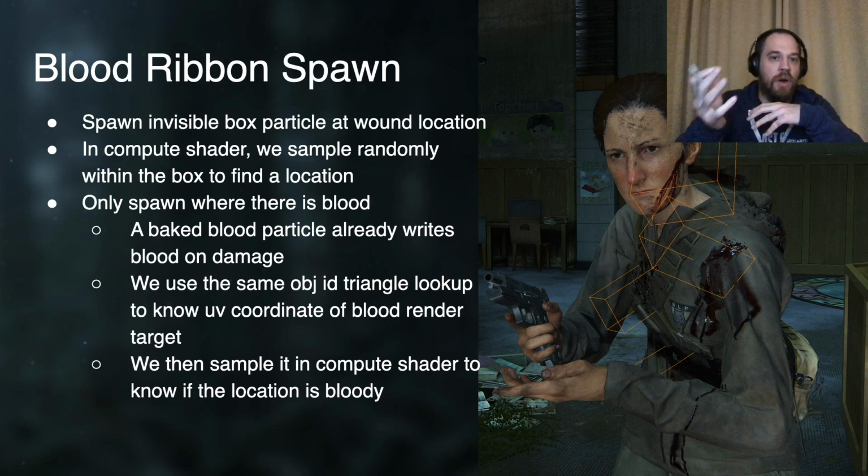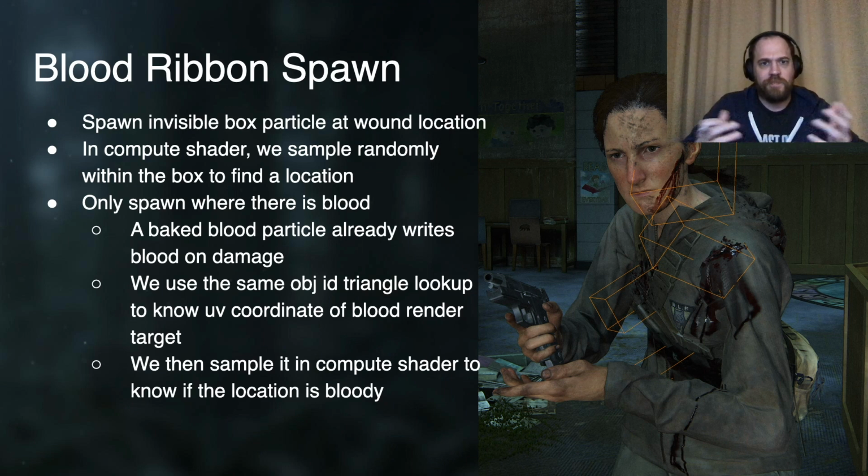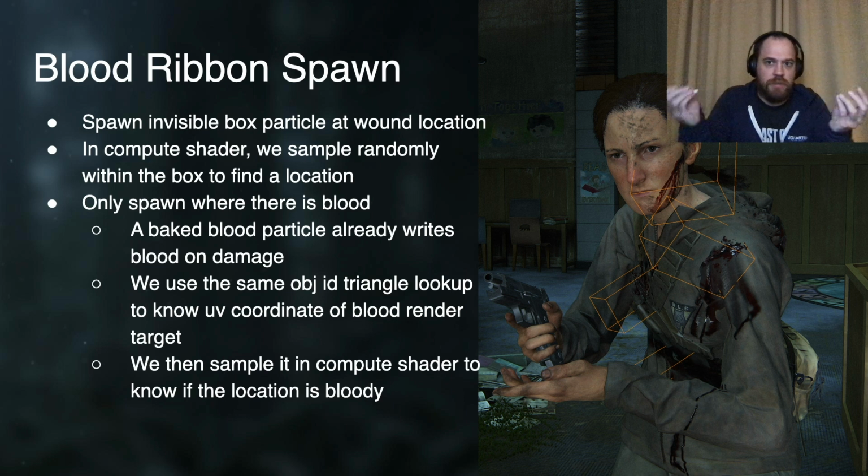So as far as actually spawning those ribbons, what happens when we want to spawn those ribbons? How do we spawn the ribbons? Because where in the world space do we spawn them, right? All these particles live in the world space and then convert into UV space.